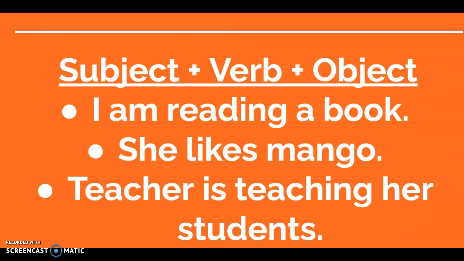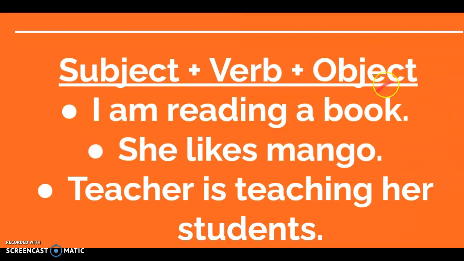Next, we'll understand subject plus verb plus object. So, subject we know, the doer. Verb is the action which has been done. And object is what the action has been done upon. Let's say for example, first example, I'm reading a book. Here, I is the subject. Am reading is the verb, and a book.